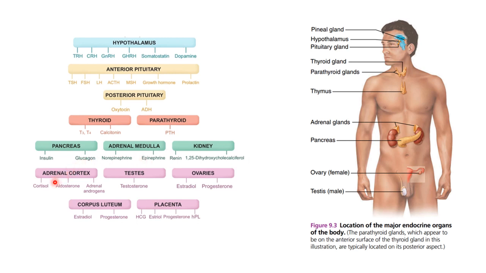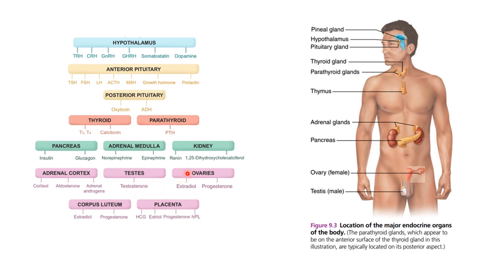Next, you have the adrenal cortex, which is the surface of the adrenal gland, and it produces cortisol, a glucocorticoid, aldosterone, which is a mineralocorticoid, and adrenal androgens. Androgens are male sex hormones. So the adrenal cortex, together with the testes, produce androgens. The adrenal androgen and the testes, testosterone, which is the main androgen.